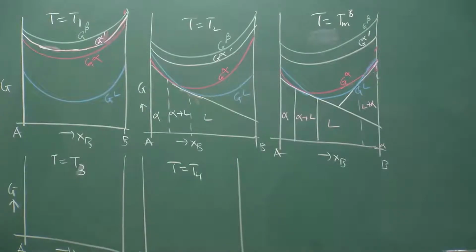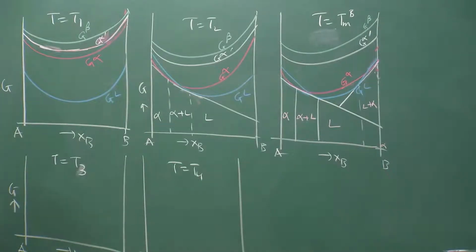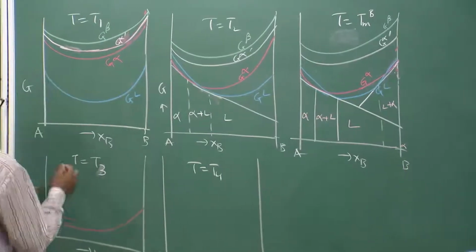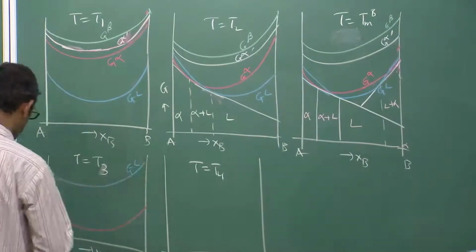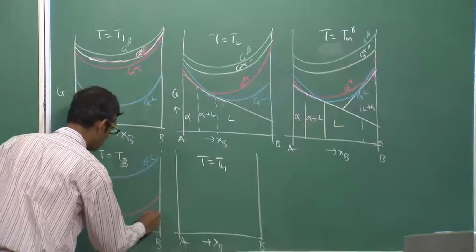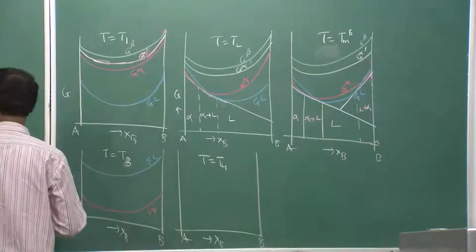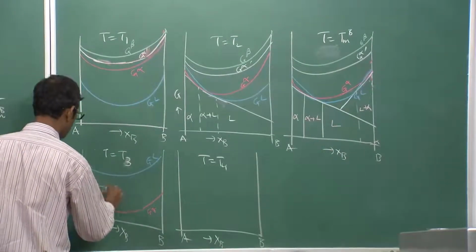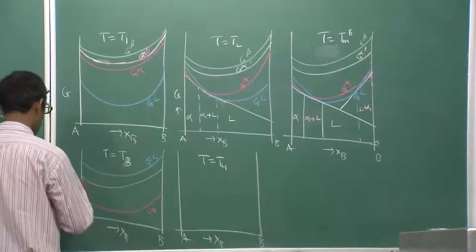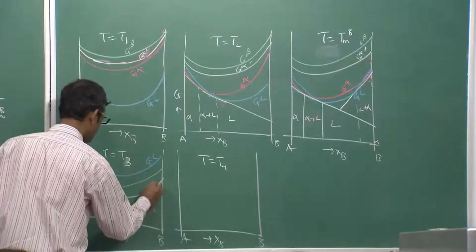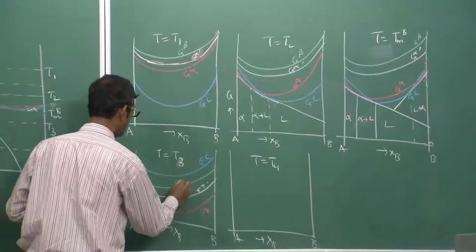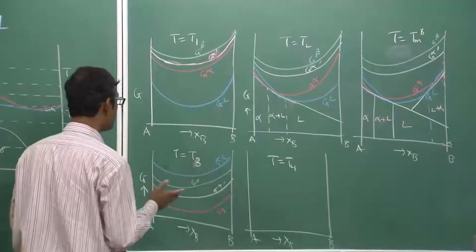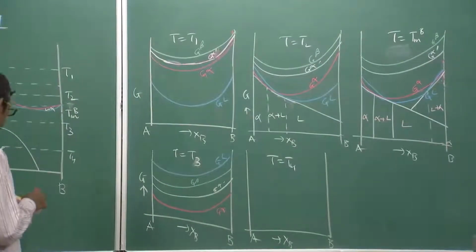Now at T3 it is very simple, alpha is more stable, so therefore I draw the alpha curves at the bottom, liquid curve will be at the top. Alpha prime beta will be somewhere in between. And beta. So at T4, that's why both alpha prime and beta are stable.